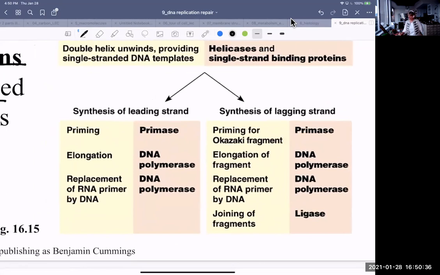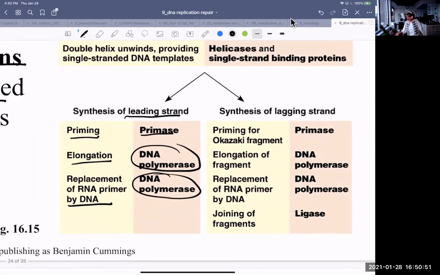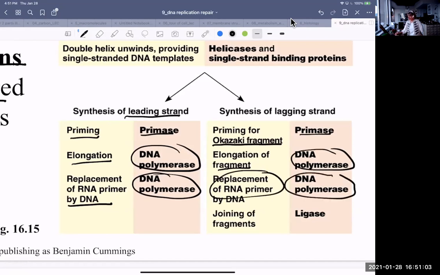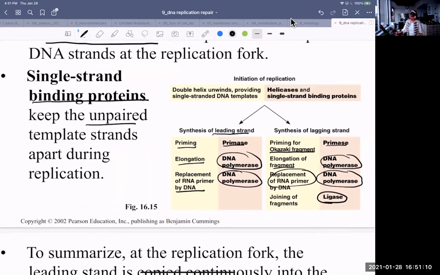So with the leading strand, you've got your primase for priming, putting on that RNA segment. Elongation, that all happens with DNA polymerase. A replacement of the primer, another DNA polymerase. With a lagging strand, you've got primers for each Okazaki fragment. That's added on by primase. Elongation happens with DNA polymerase. Replacement of the primer does happen with polymerase, but then you also need ligase to attach those Okazaki fragments together.